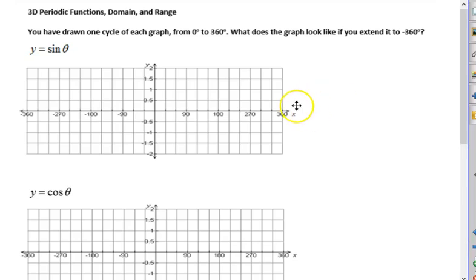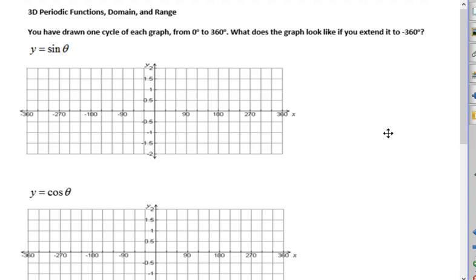Now we know that we can travel around a circle more than once. We can go backwards around a circle into negative angles. We can go around more than once. So basically these graphs, the sine and cosine and tangent graphs, don't just go from 0 to 360. They repeat endlessly. And so we're just going to draw two sections of it. We're going to say what happens if we go from negative 360 to positive 360. What would it look like?